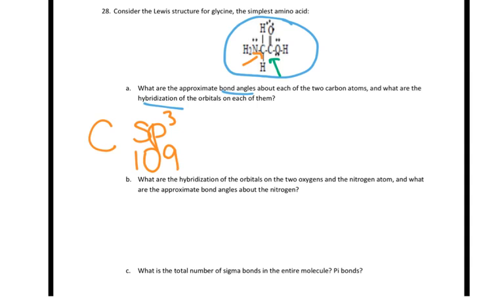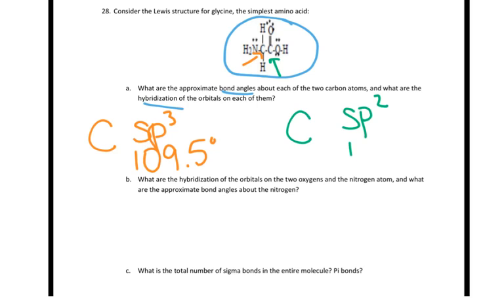The second carbon, we have 3 things around it: the double bond to oxygen, the single bond to oxygen, and the single bond to the other carbon. So this hybridization is sp2, and the approximate bond angle is 120 degrees.